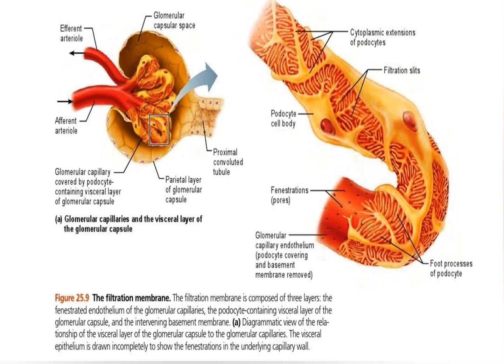This is a double-walled cup structure, the Bowman capsule. This is a network of blood capillaries, that is the glomerulus. This is the blood entering through this arteriole, that is the afferent arteriole. Leaving through this arteriole is the efferent vessel. Here the blood is filtered, then the filtered blood travels into the capsular space. Here the filtrate substance is named as filtrate, glomerular filtrate.